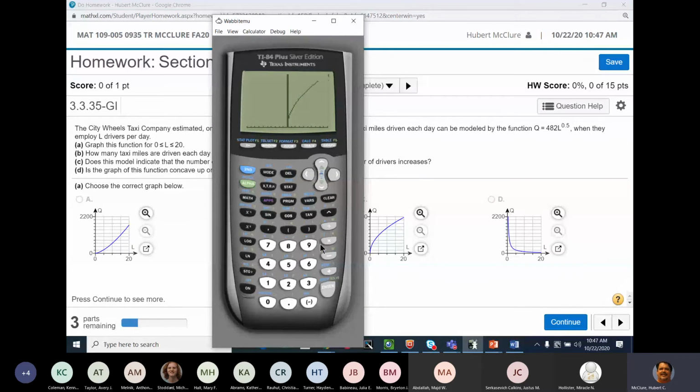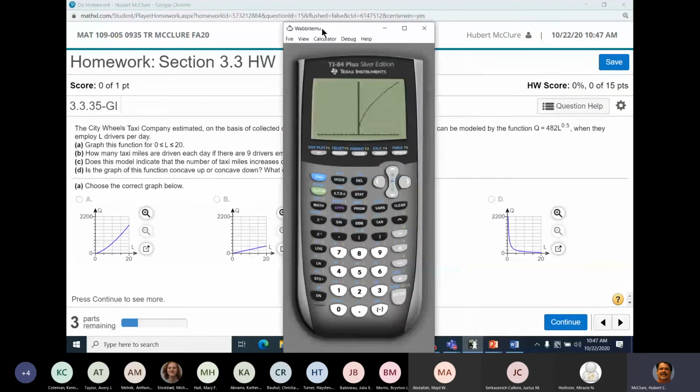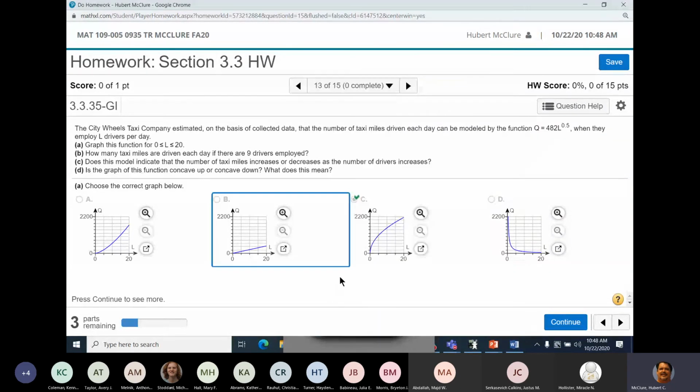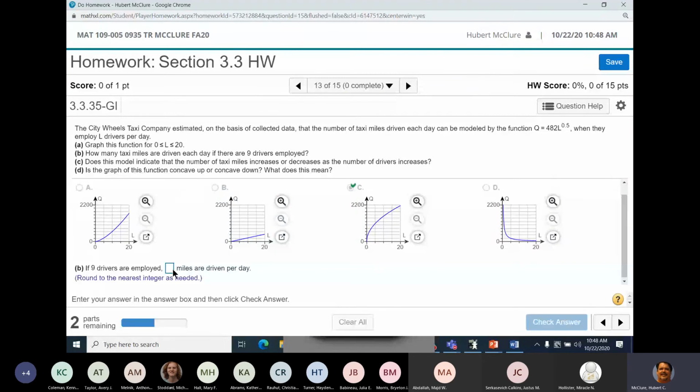Okay, fine. All right, so I want to find where 9 drivers. So x is equal to 9. So hit second table. And I want to find 9. I don't know why I'm in the 50s. There's 9. 1446. So I'm going to go down here and do 1446.